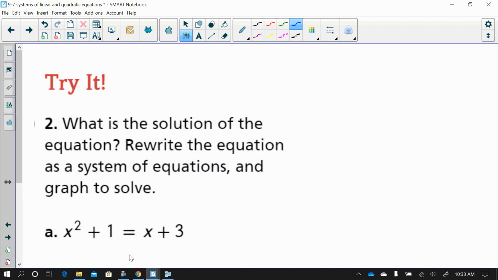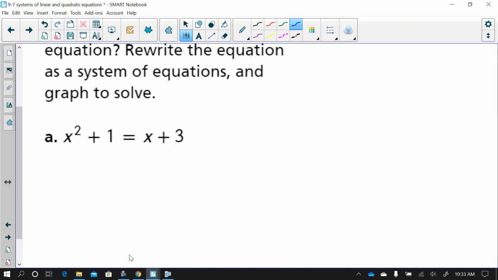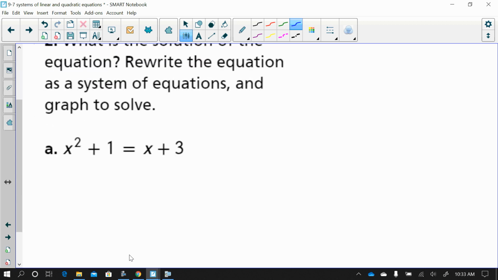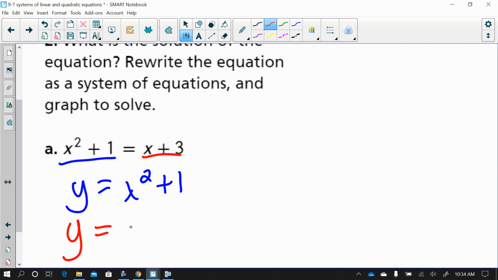Okay, you try it. What's the solution of this equation? Rewrite the equation as a system of equations and graph to solve. Please take a minute, pause the video, and go ahead and try this problem. Okay, hopefully you've tried it. Let's see how to do it. Again, I'm going to take y equals my first half, so x squared plus 1. And my second half is going to be my second equation, y equals x plus 3.